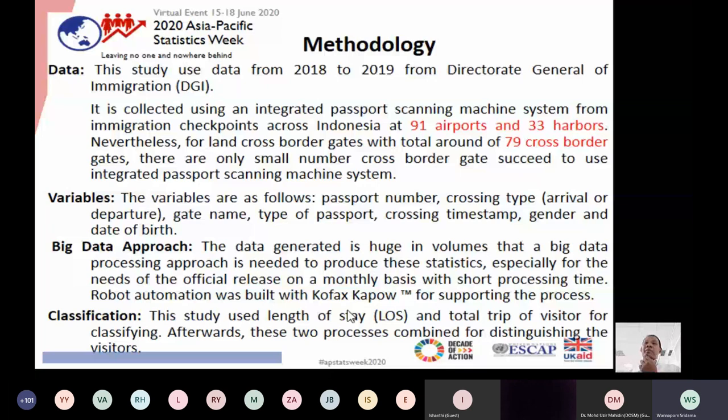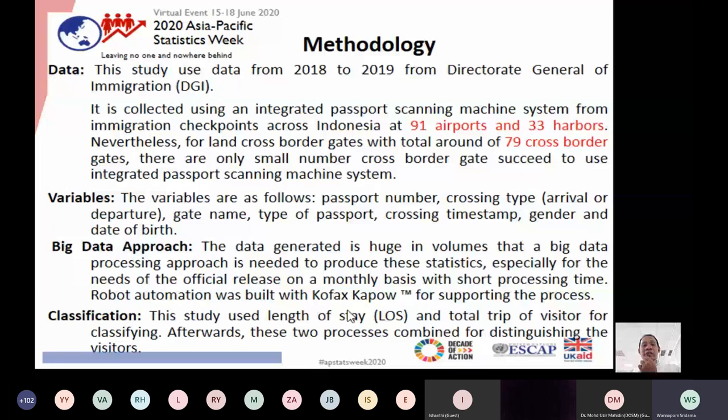In this data, we use seven variables as follows: passport number, crossing type, which is arrival or departure, gate name, type of passport, crossing timestamp, gender, and date of birth. We use big data because the data generated is huge in volume. Big data processing is needed for this statistic, especially for the needs of the official release on a monthly basis with short processing time. We built robot automation with a compact scalpel to support this process.